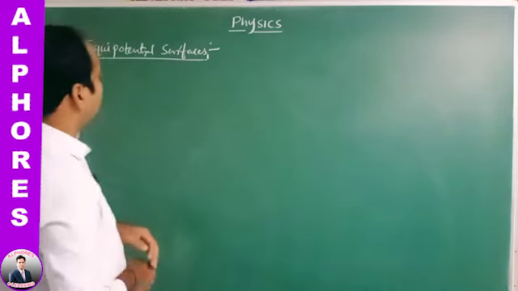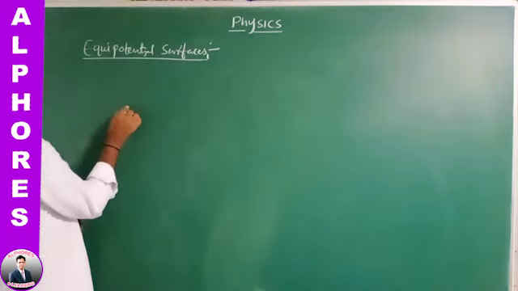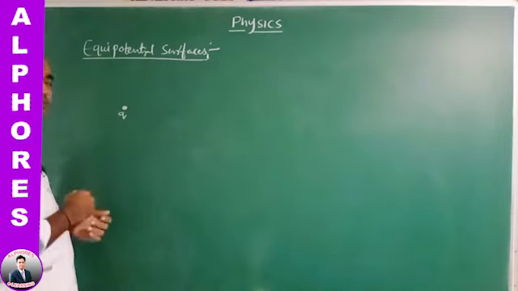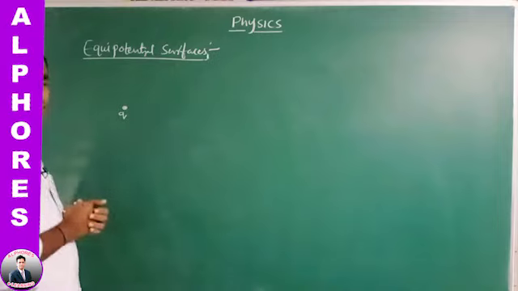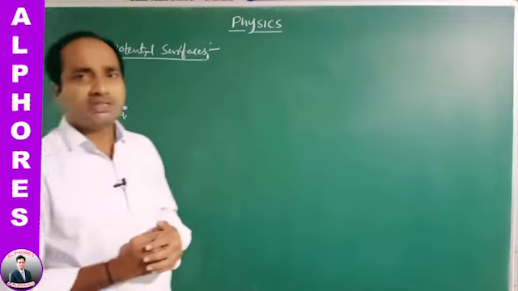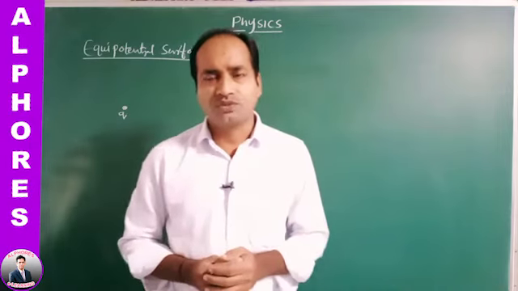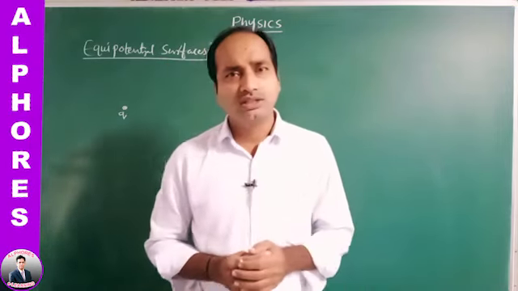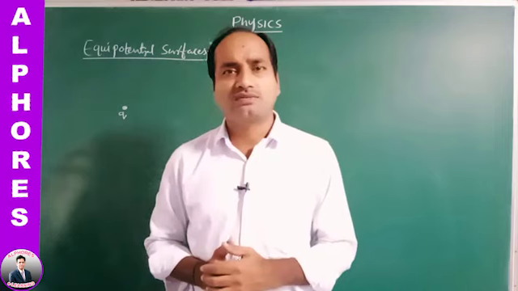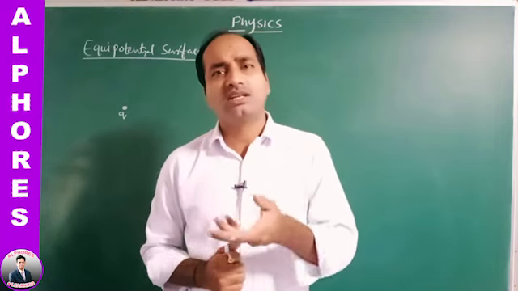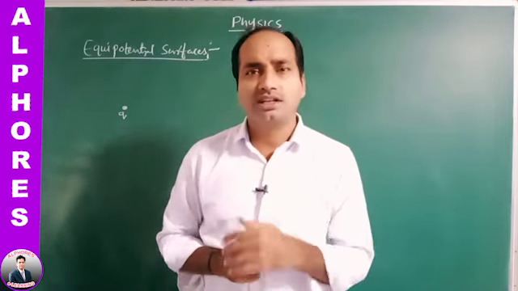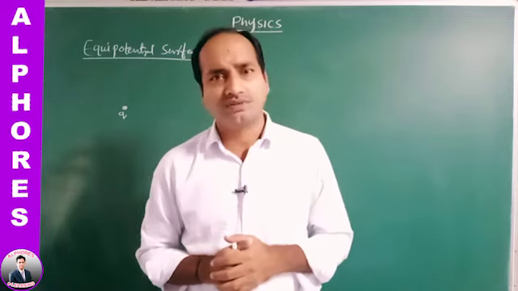For suppose you may take one point charge, let us take this is a point charge Q. So in case of an isolated point charge, what are the equipotential surfaces? These are the concentric spheres. Concentric spheres are the equipotential surfaces.